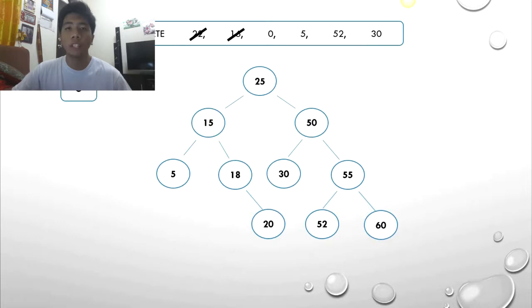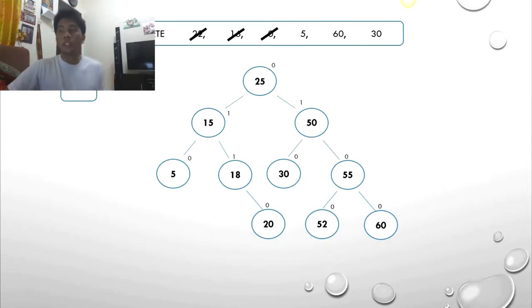Here we have already deleted the node 0. So let's see if our AVL3 is still balanced. Here we already calculated the balance factor of each node, having a 0 and 1. So no rotation will happen on this deletion process. So you can now proceed on deleting the node 5.